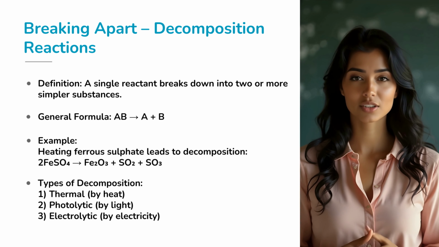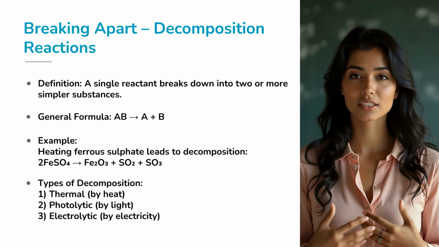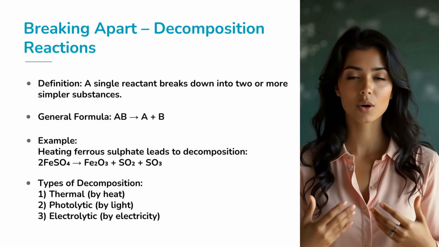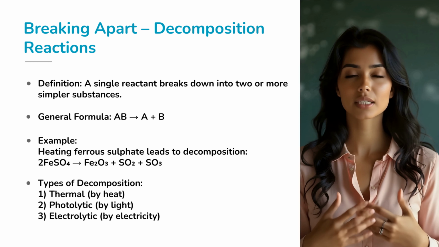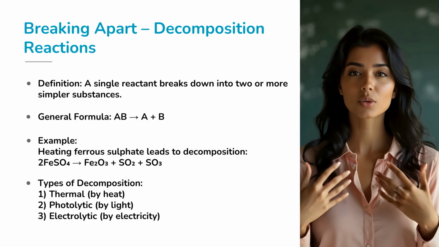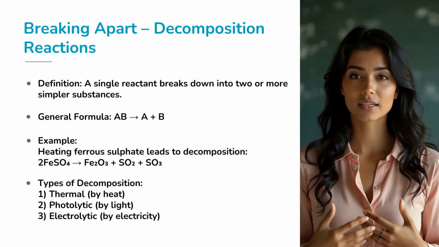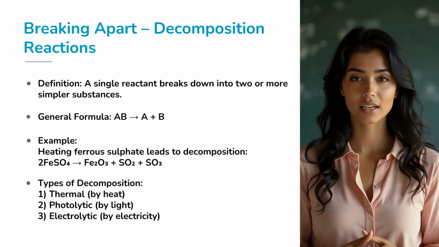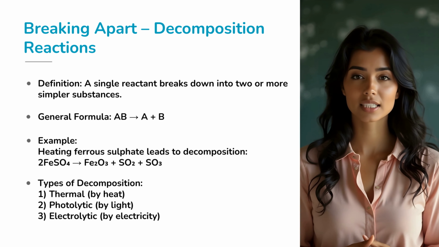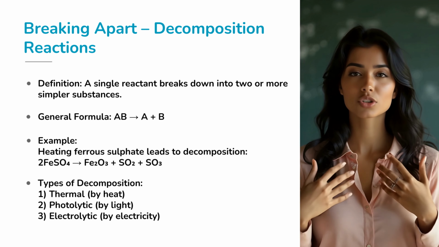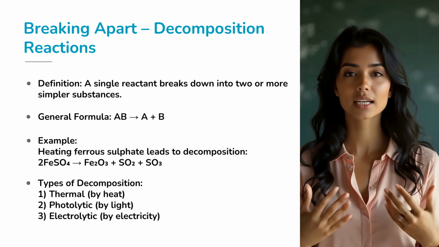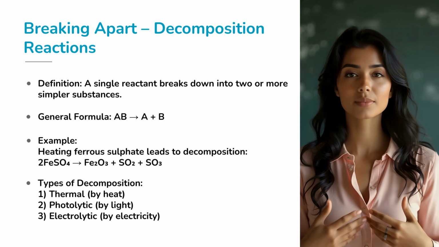Now let's flip the script. What happens when a substance breaks down into simpler substances? That's a decomposition reaction. The general form is A breaks into B plus C. For instance, when we heat ferrous sulfate crystals, they decompose into ferric oxide, sulfur dioxide, and sulfur trioxide. Written as 2FeSO4 solid on heating gives Fe2O3 solid plus SO2 gas plus SO3 gas.